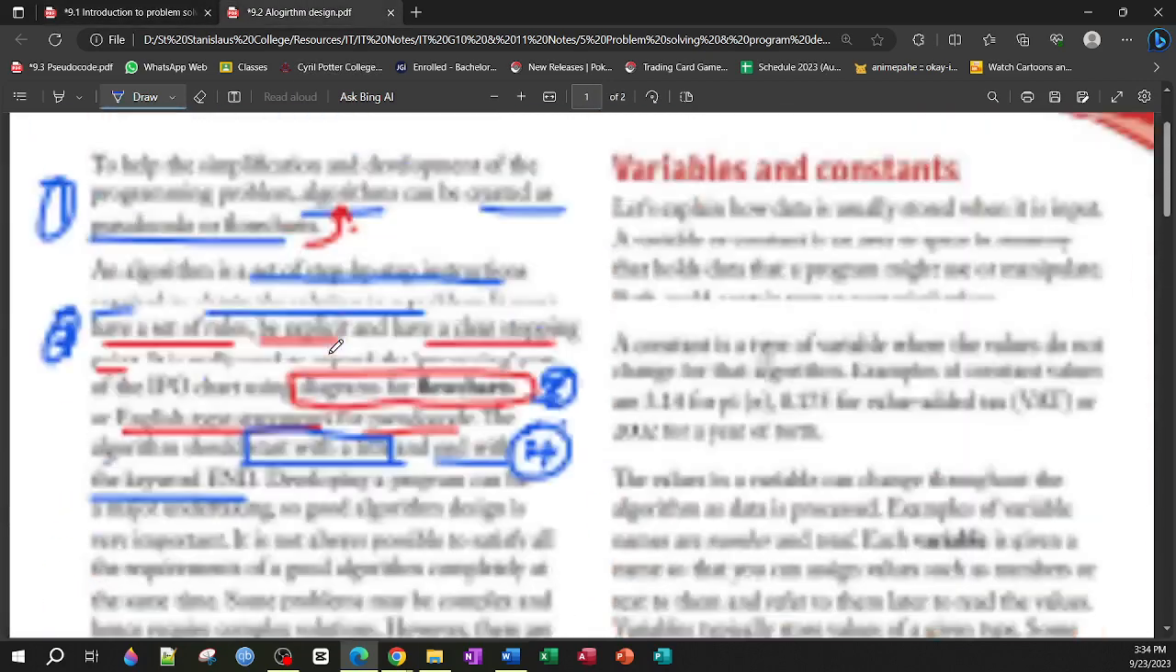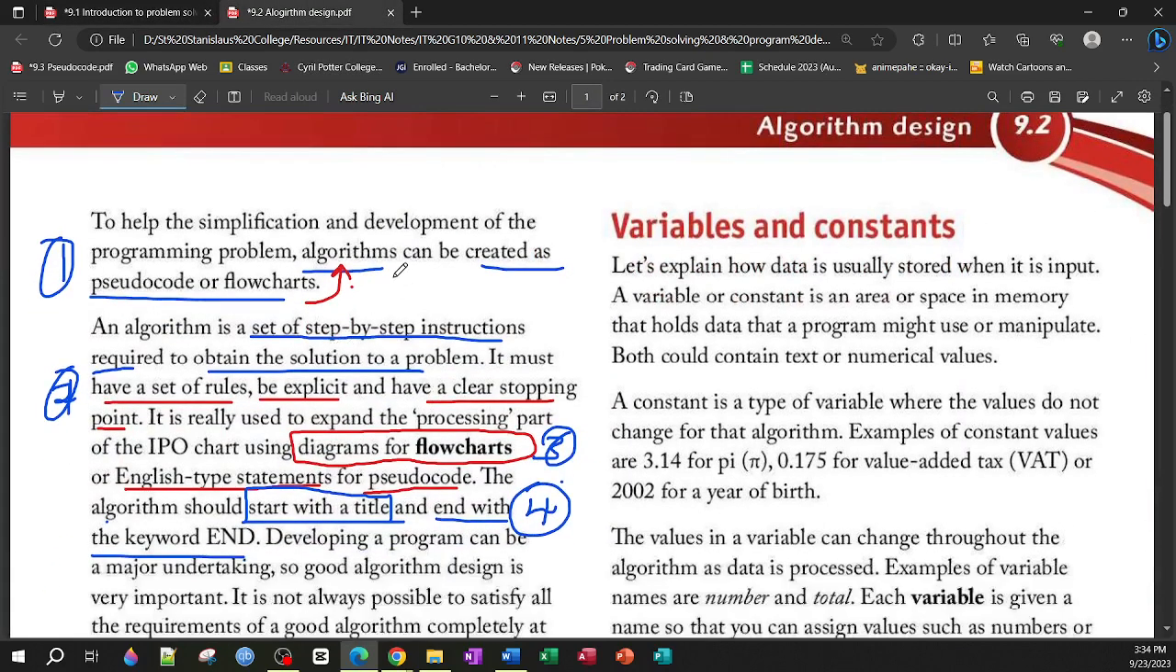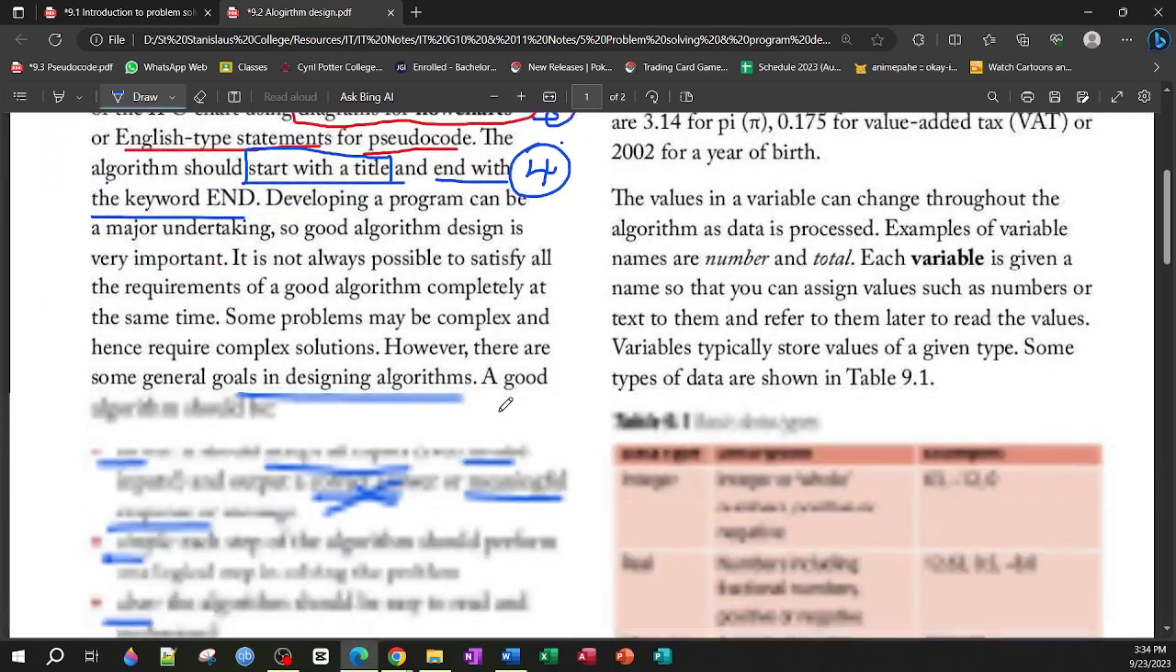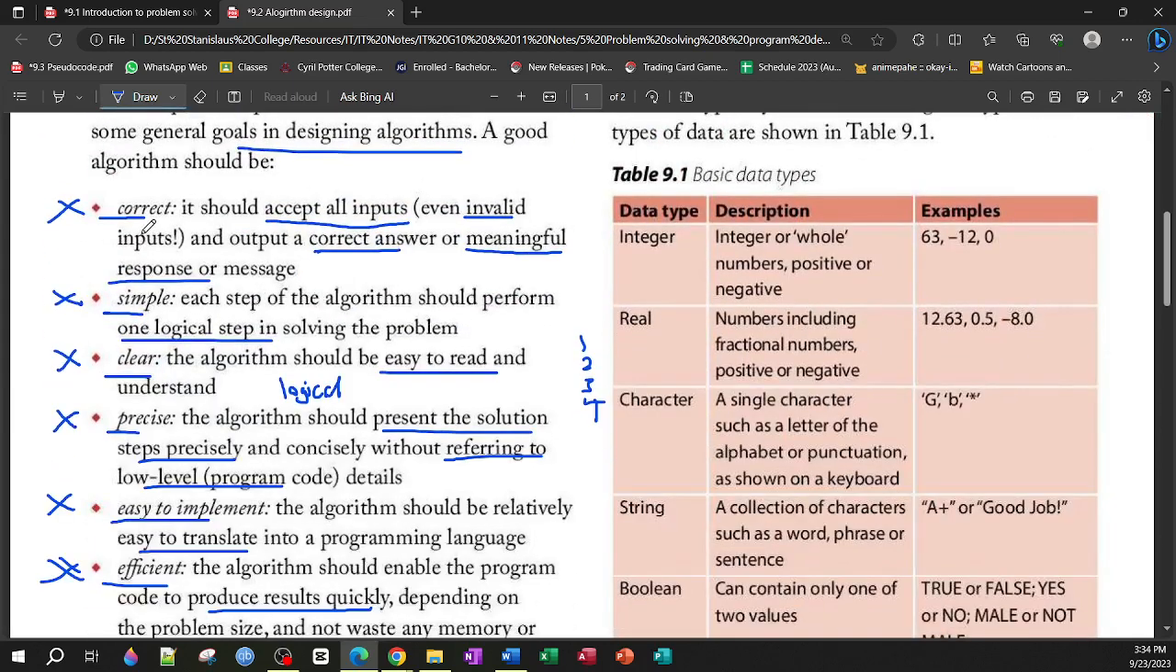And then we looked at how we can create the algorithm. We can either create it as a pseudocode or we can create it as a flowchart. We looked at what's the difference between the two. One uses diagrams, one uses English statements. We said that they must have a starting point, they must have an ending point, and then we just looked at the characteristics that would make an algorithm good.